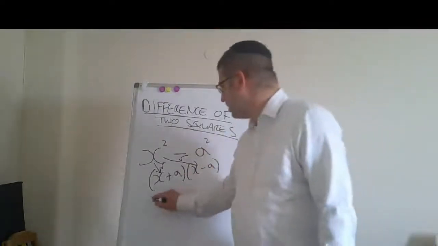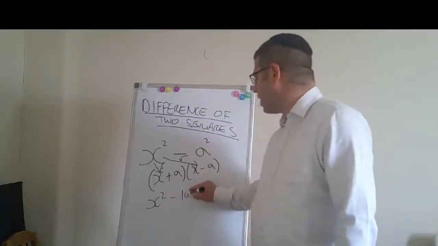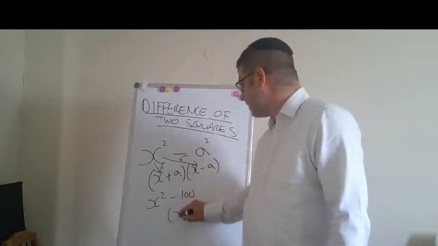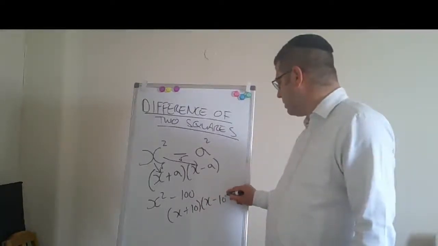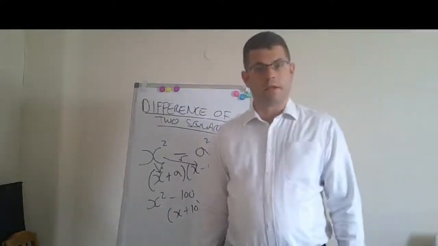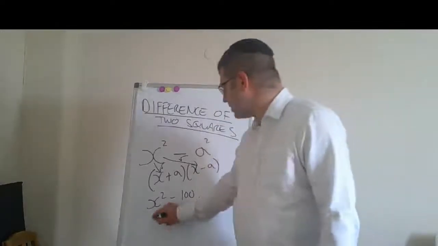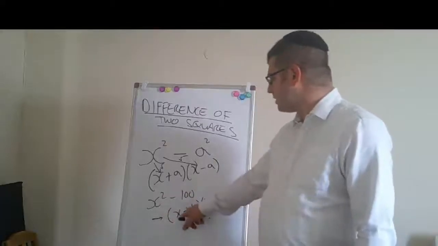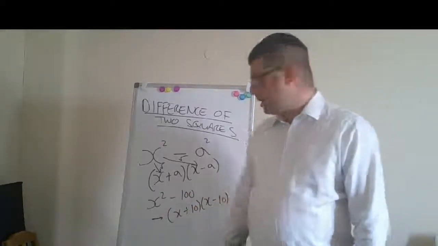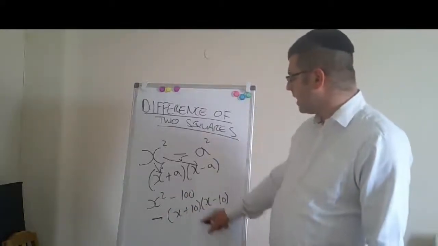So for example, x squared minus 100 becomes x plus 10, x minus 10. Because square root x squared goes to an x, put it there and there. Square root 100 is 10, you put it there and there.